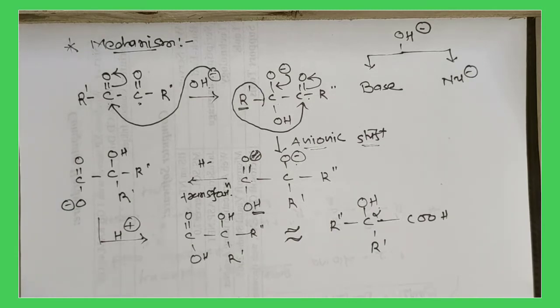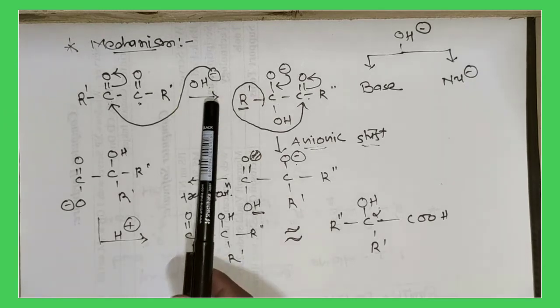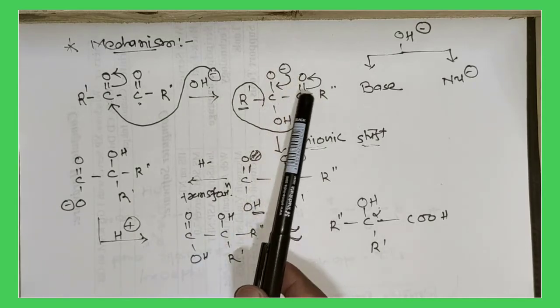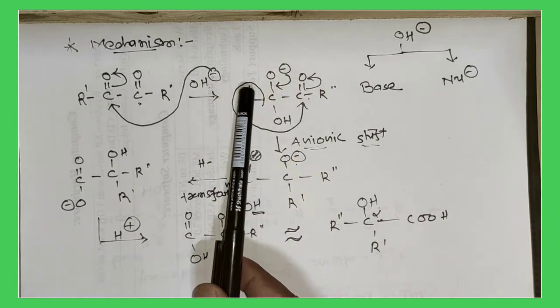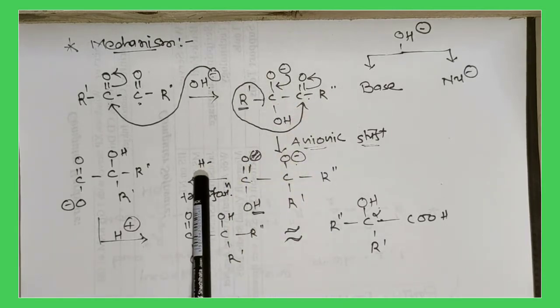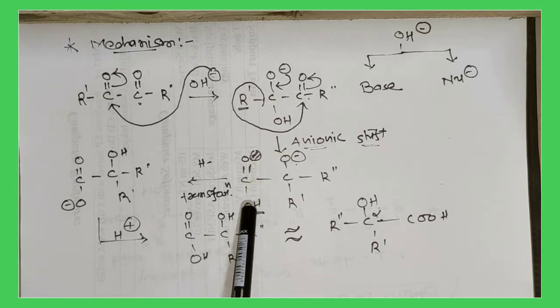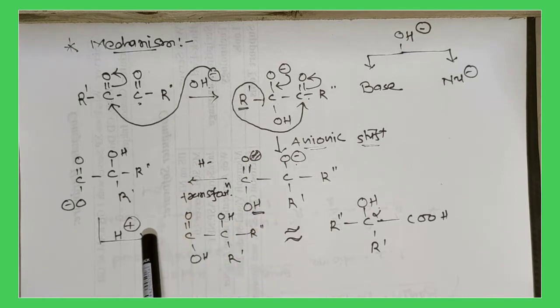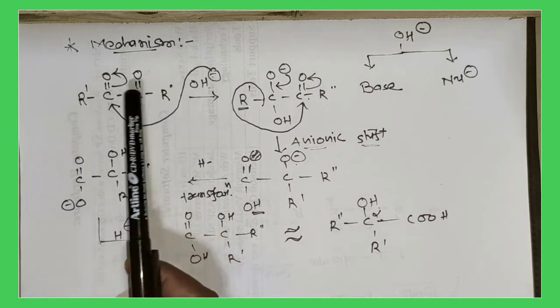Clear? So first, attack of the OH minus as a nucleophile. The next step, an anionic shift, that means one group transfers from this carbon to this carbon. Later on, hydrogen transfer from this OH to this O minus, right? Here hydrogen transfers to this oxygen, and the last step is addition of H plus, and the final product is alpha hydroxy carboxylic acid. Clear?